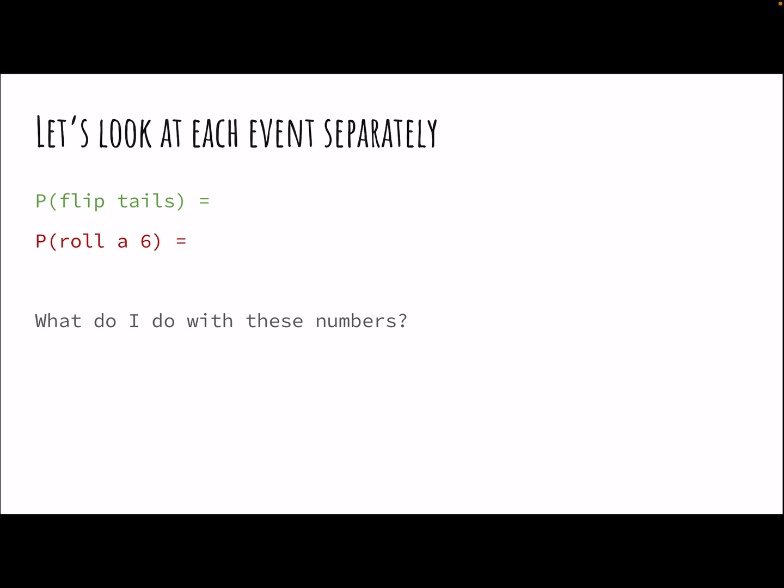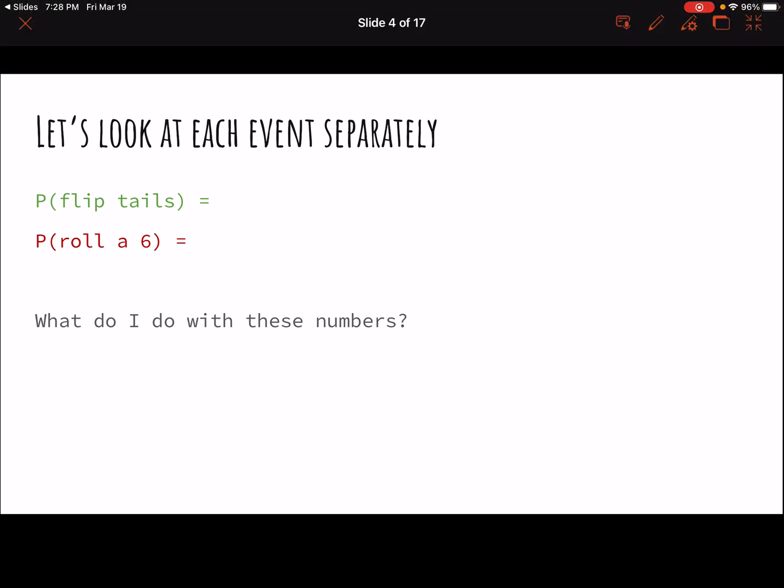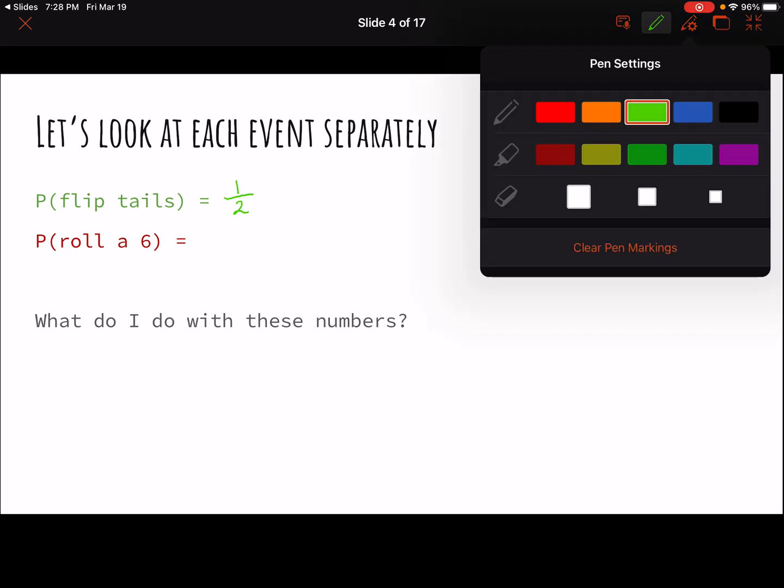So let's think about each event individually. If I think about flipping tails on a coin, what's the probability that I flip tails? There are two options. You either flip heads or you flip tails. So my total in this situation is 2, and flipping tails is one of those two options. So the probability of flipping tails is 1/2.